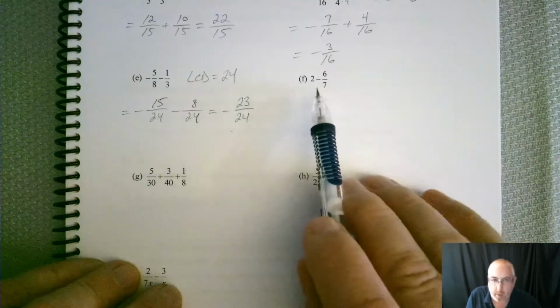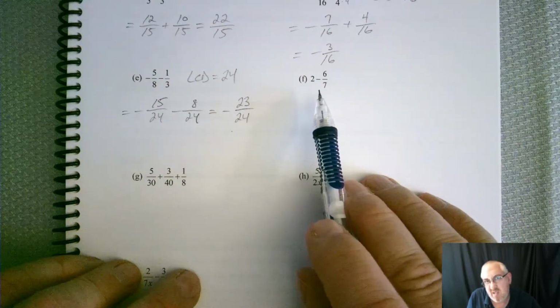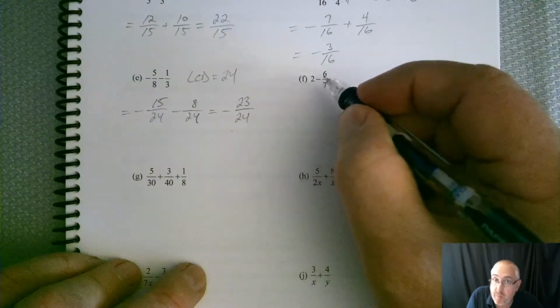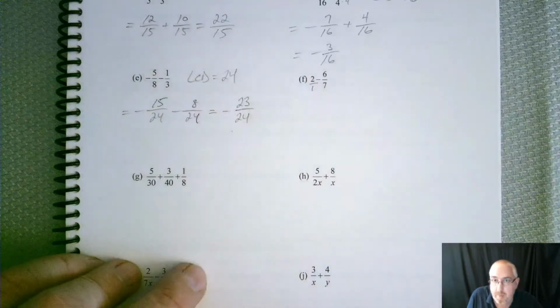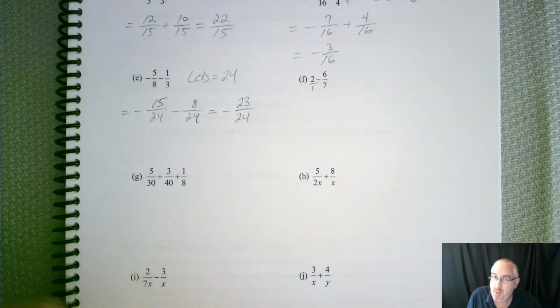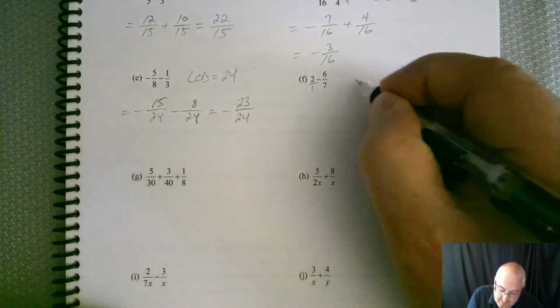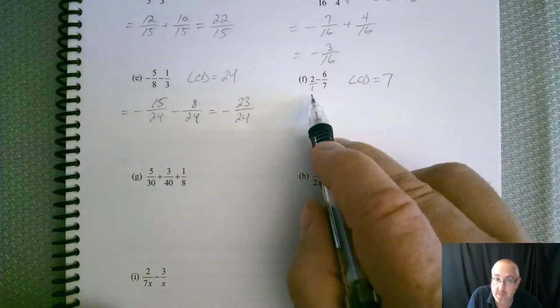What about this one? 2 minus 6/7. Well, we can kind of cheat like we did with the multiplying and dividing. Let's put this 2 over 1. So now we have a fraction. So what's our LCD between 1 and 7? It's 7, right? We can change a 1 into a 7.